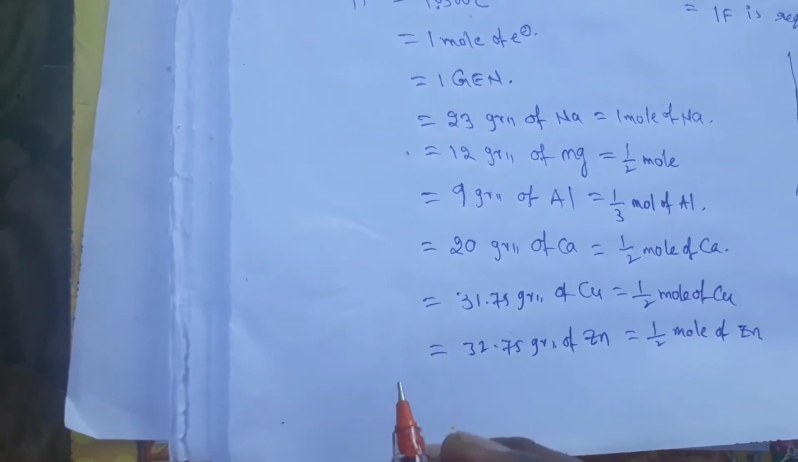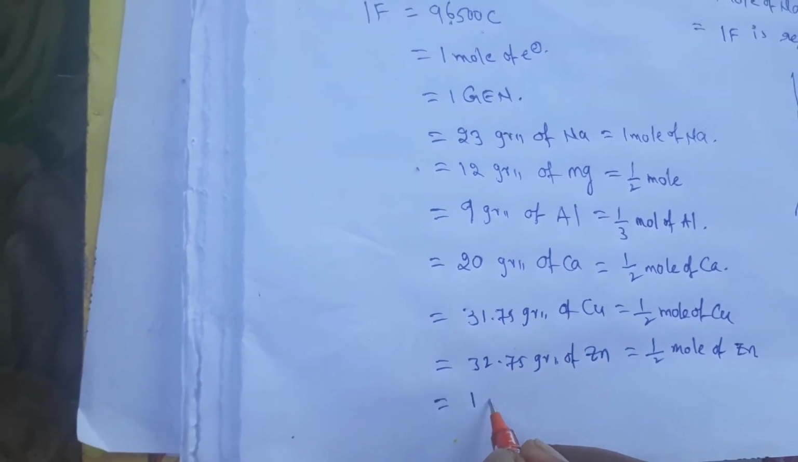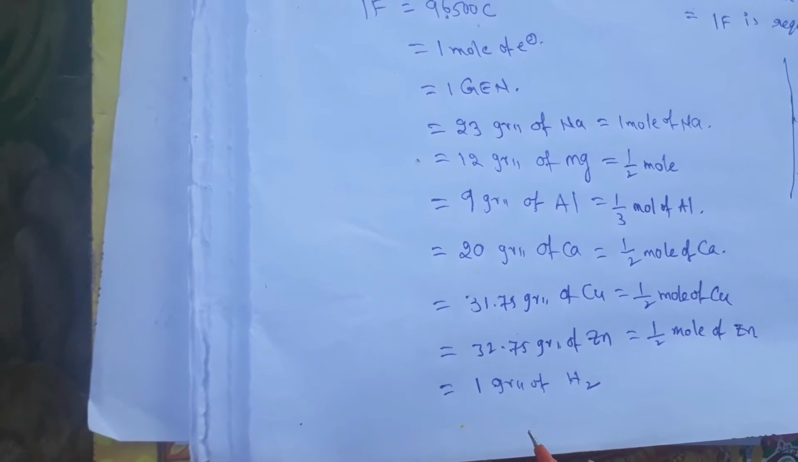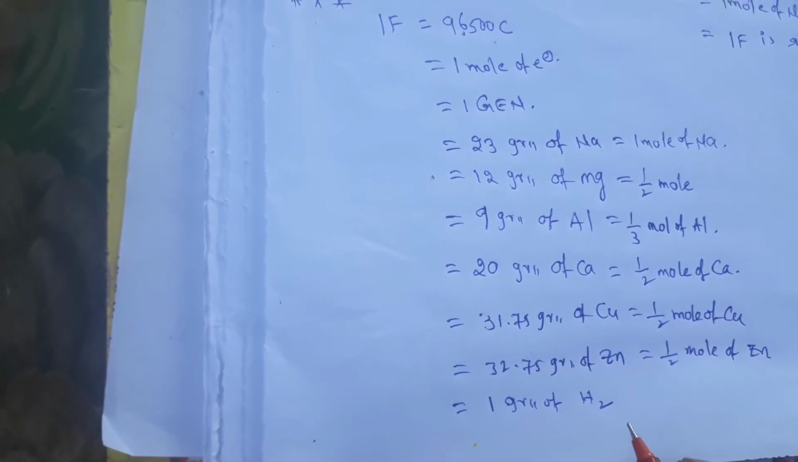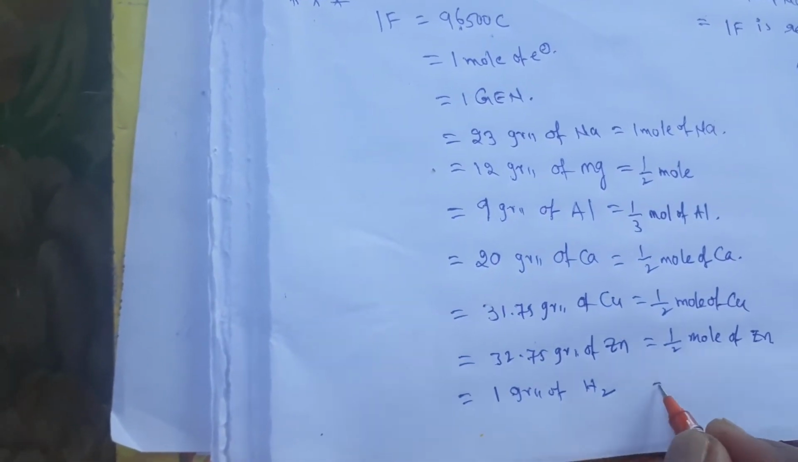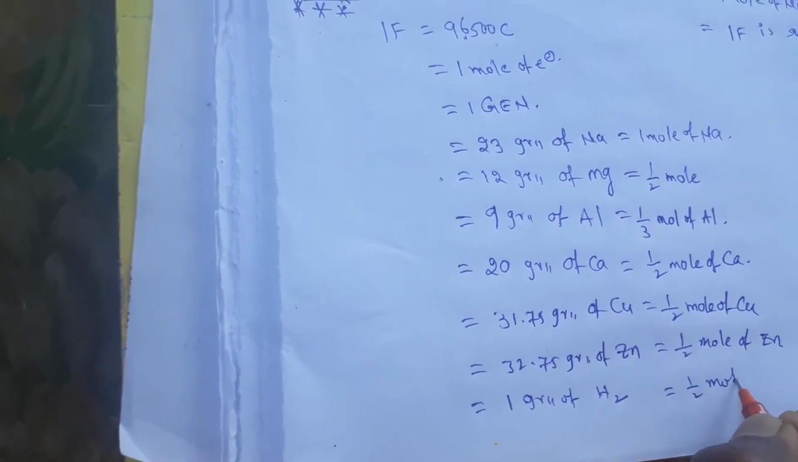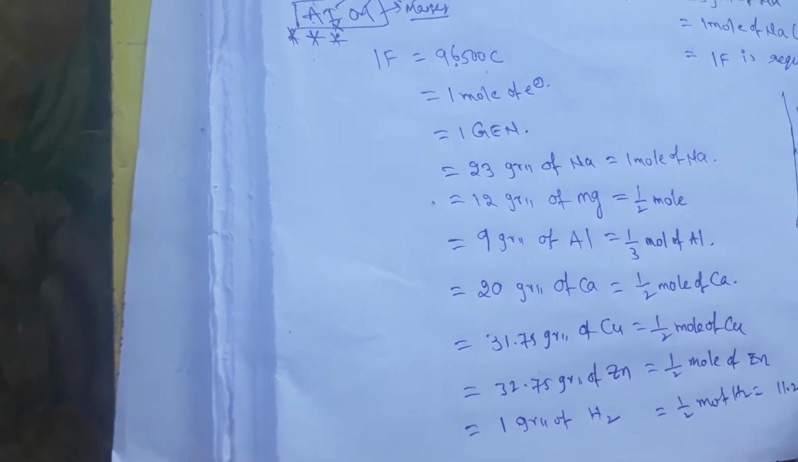If you take gases that will be depositing, how many grams of hydrogen will be deposited? 1 gram of hydrogen, that is half a mole of hydrogen, and 8 grams of oxygen. So here, half a mole of hydrogen gas is 11.2 liters. This is important: 11.2 liters.